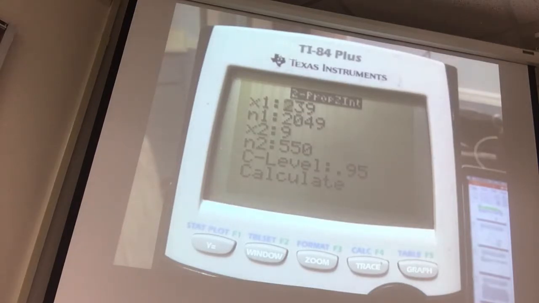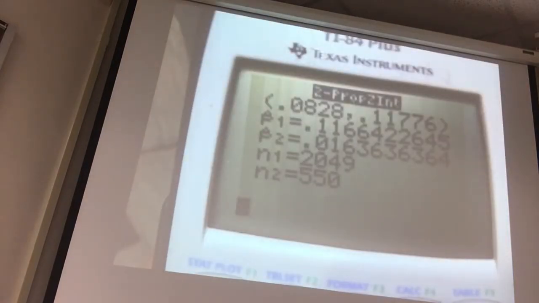Hit enter, and your data should already be there. Okay, now your confidence level here is 0.95. My last confidence level was 0.9, so I'm going to have to change that to 0.95. And then I go down to calculate, and I get what? What is the interval that you get? 0.0828 to 0.11776. And you have a confidence interval for your population proportion. Okay, so there they have it right there.